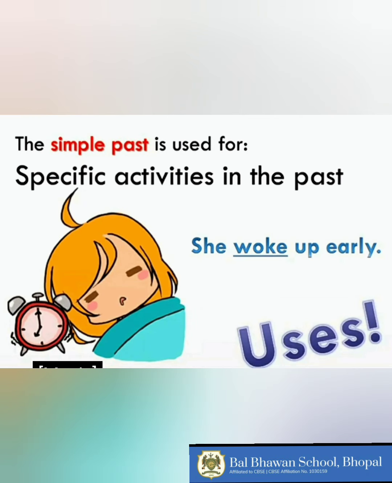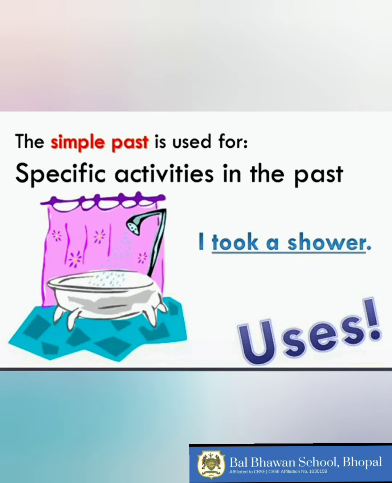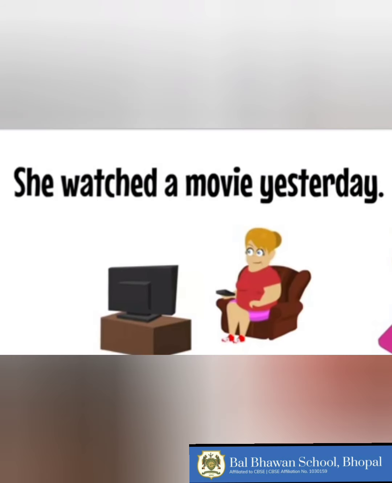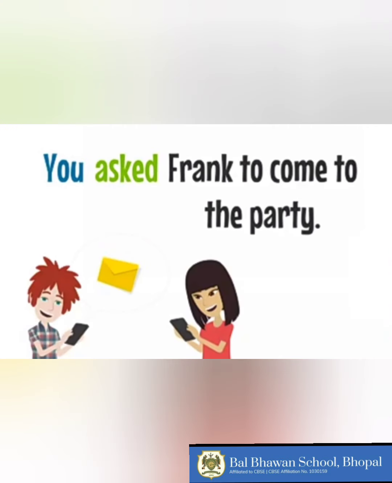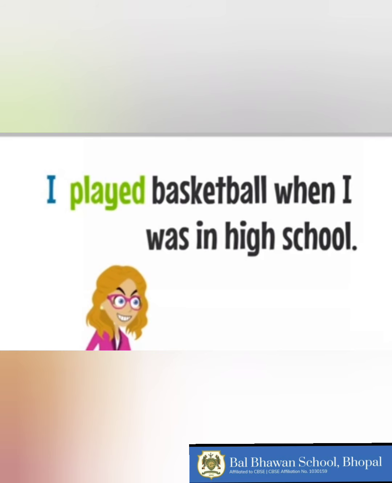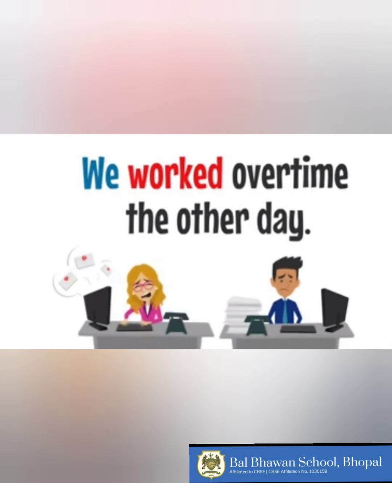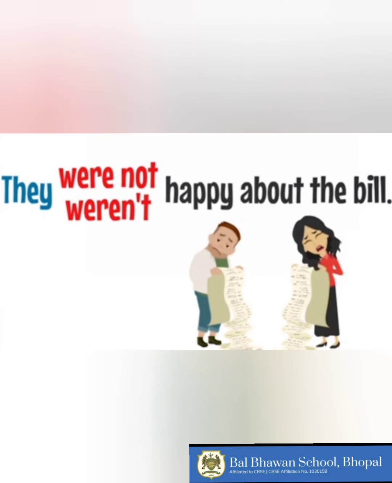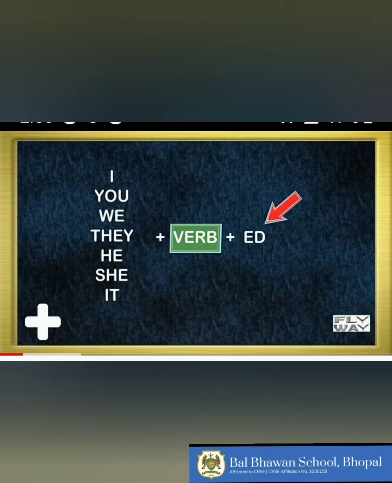The simple past tense is used for specific activities in the past. Like I took a shower, I went to bed, Max wanted a new phone, she watched a movie yesterday. I asked Frank to come to the party. I played basketball when I was in high school. We worked overtime the other day. People used typewriters a long time ago. They were not happy about the bill.